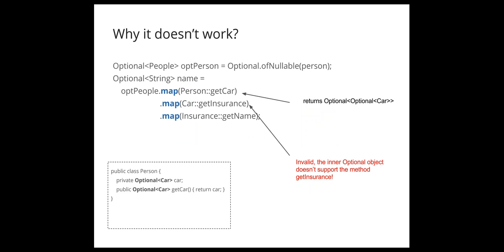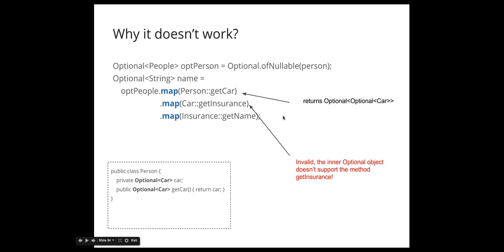So let's try and use this method here to solve the problem. Given a person, we're going to extract the car. So we'll use map here and pass a method reference to getCar. Then we'd like to next extract the insurance, so we'll pass getInsurance here. And finally, we'd like to extract the name, so we'll pass a method reference to the insurance name.